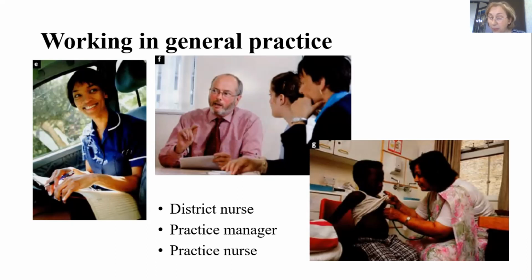And Bakhtabar, the last picture, G, as we can see. She is the practice nurse, and the practice nurses work in the practitioner surgeries, and also they provide nursing care, treatment, and also health education. Okay, good definition. I mean, they help general practitioners, right?